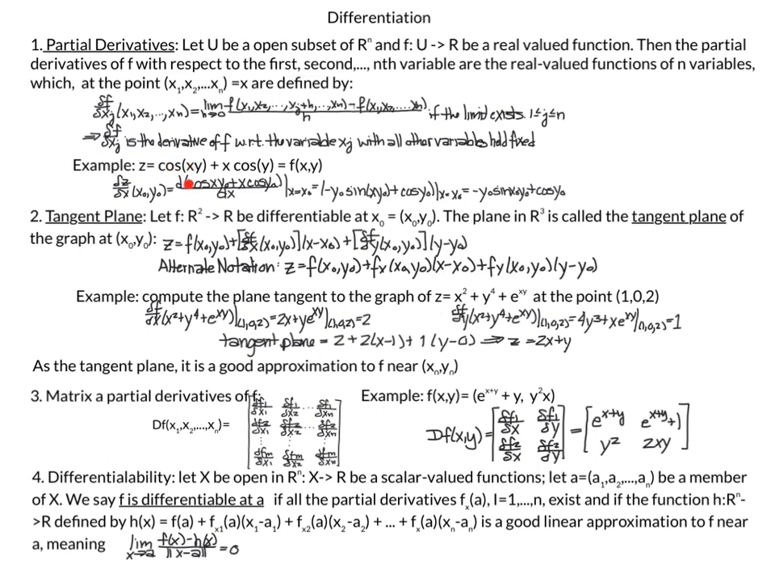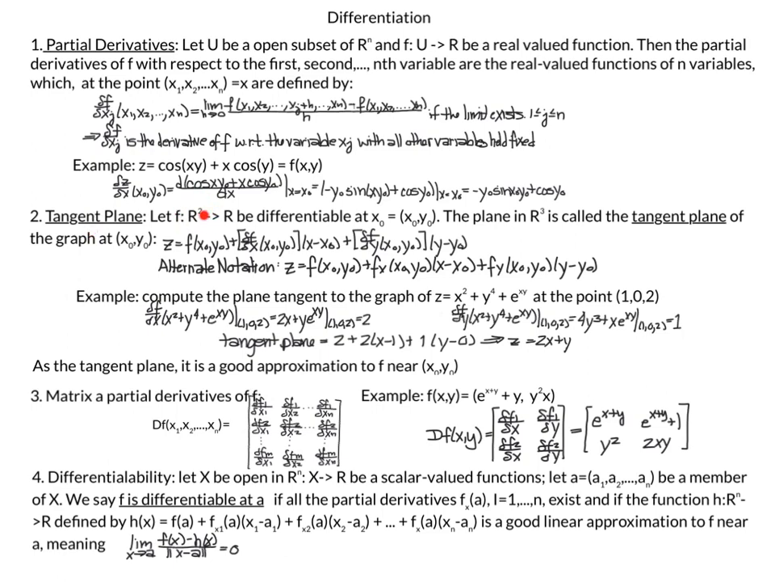So the derivative of cosine xy plus x cosine y, treating y as a constant: cosine of xy would give us negative sine of xy times our constant. So that's negative y sine of xy. And then x cosine of y. If y is a constant, then cosine of y is a constant. So the derivative of x times a constant is just equal to the constant, cosine of y. Next, we look at the tangent plane.